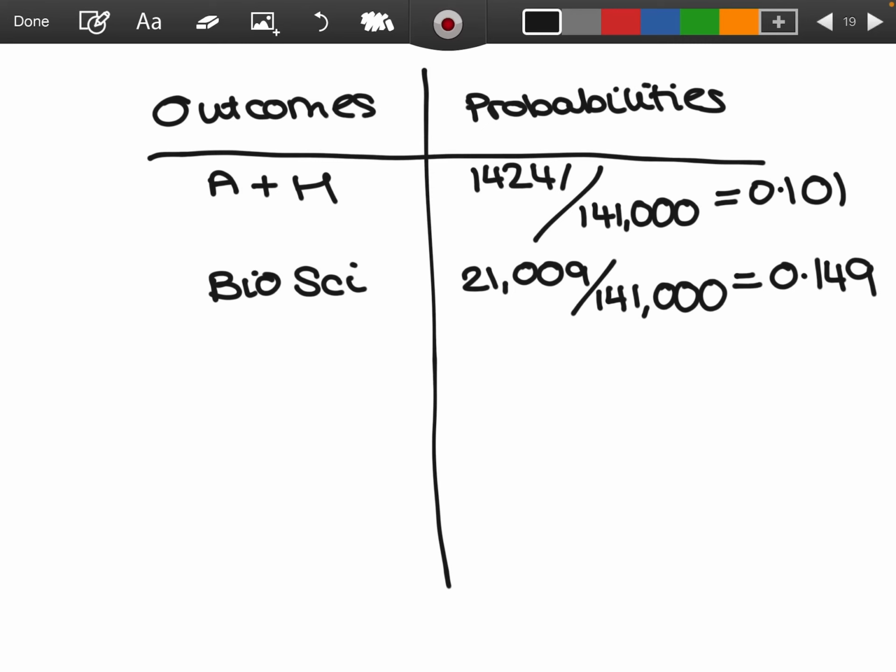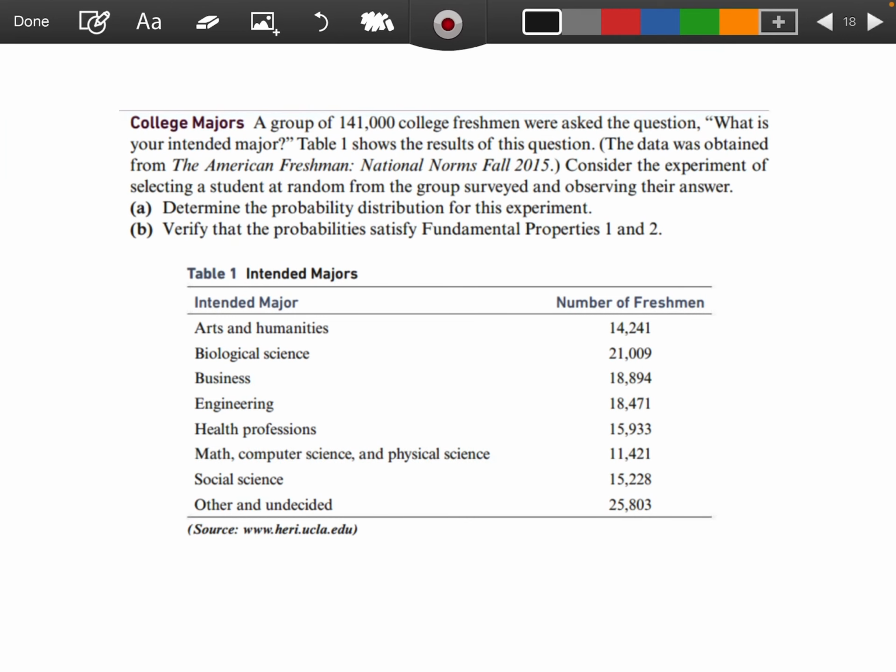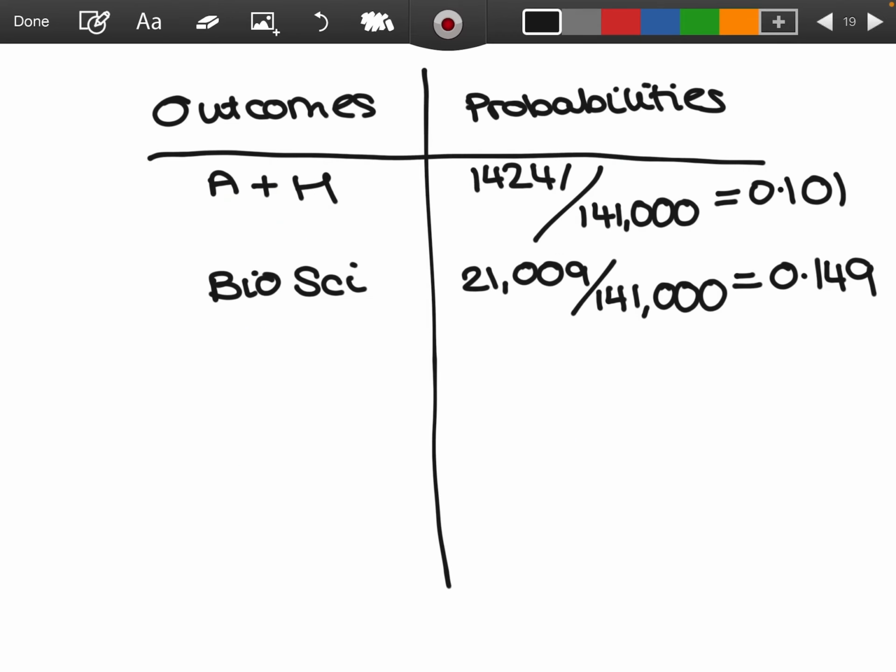So you keep doing this and it will tell you what the relative frequency of that particular major would be. So you just take the number that wish to take that particular major and then you divide it by the total number of freshmen that were surveyed, and that will give you the probability of each of those outcomes. So whenever you have one of these experiments where it does use empirical probability, this is what I want you to do. Take the number, divide it by the total number. You can go ahead and do this for every single one of your majors and divide it by 141,000. Once you've finished that table, the table is actually on page 248 of the textbook. You should find that you get this whole list of probabilities.